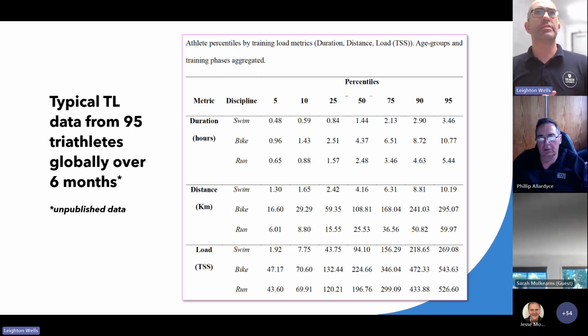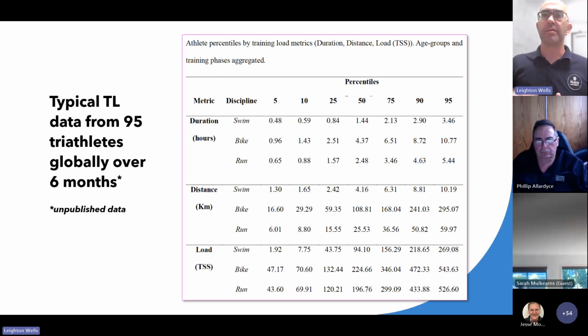And on average, the 50th percentile are doing about 1.4 hours of swimming, 4.4 hours of cycling, and about 2.5 hours of running a week. And that equates to 4.1 kilometers of swimming, about 108, or nearly 110, kilometers of cycling, and 25.5 Ks of running. We can see up at the 95th percentile, it goes much higher than that. And remember, this is sustained average training over 6 months. So on average, 10 Ks of swimming, 295 Ks of cycling, and 60 Ks of running. And they could be going much higher than that as well during the lead into a big race.